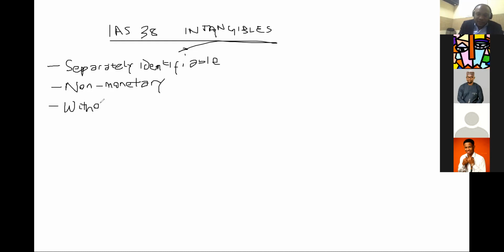So there are three parts of the definition of an intangible asset according to IAS 38, which distinguish IAS 38 intangibles from the other intangibles. Please, I know that the chances are that we always remember the last part of the definition, but the other parts too are important.